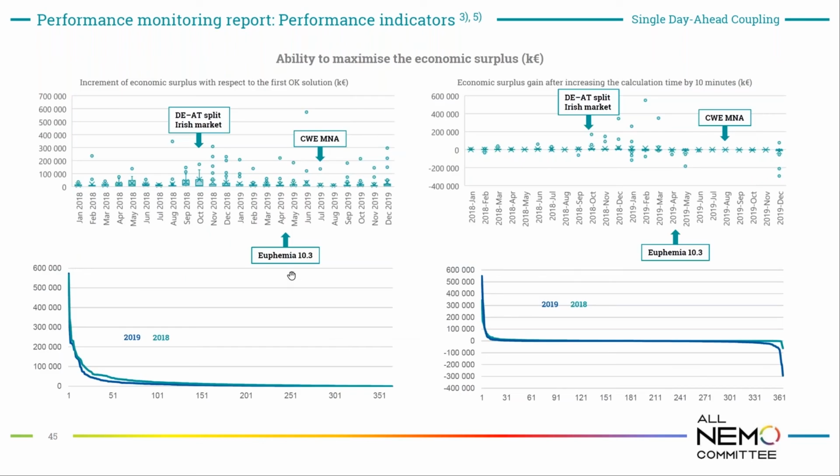Well, those are the graphs. It's very important to note that the increment of economic surplus with respect to the first OK solution is quite small. Regarding the economic gain after increasing the calculation time by 10 minutes, it is in most cases negligible. Nevertheless, some outliers exist because a new and more promising solution is found. So those are the points you see.